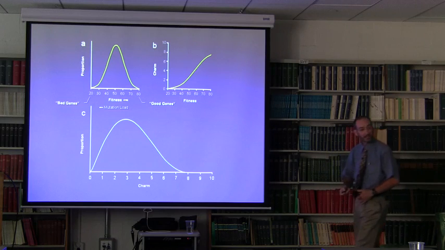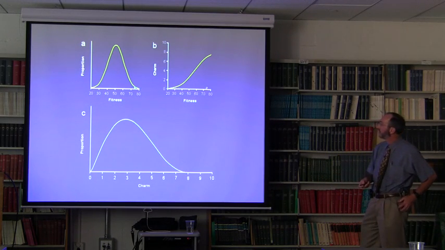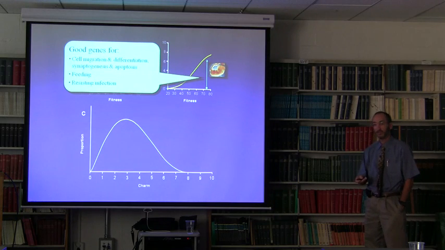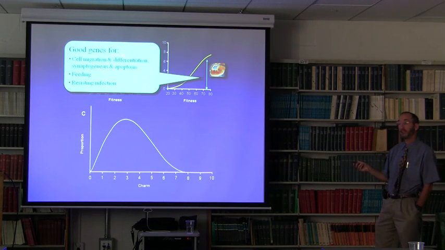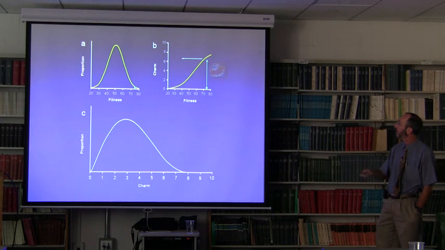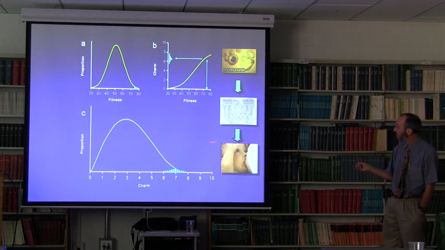So back to this graphical model. If we could pick out the human embryos with the best overall genes, we would see that they have good genes for cell migration and differentiation, synaptogenesis and apoptosis. They have good genes for feeding and resisting infection. And as a result, they end up developing these brain systems well, developing charming behavior. And as we'll see, getting a larger share of parental resources.